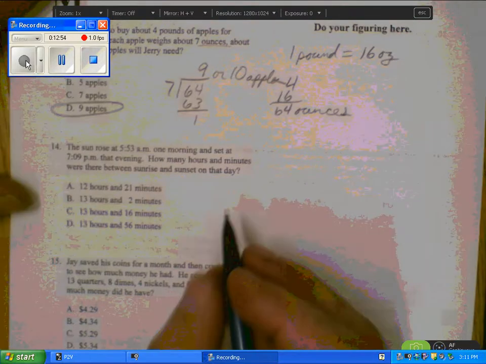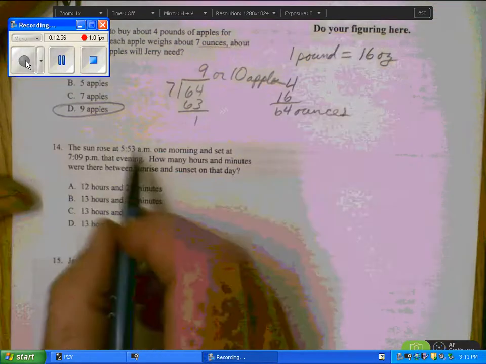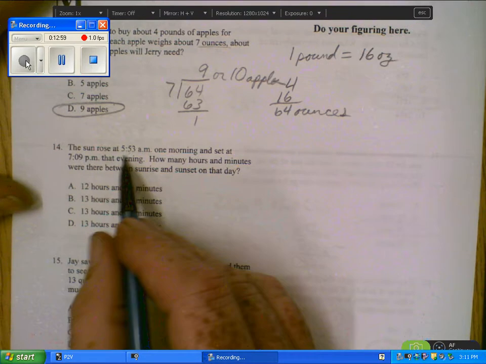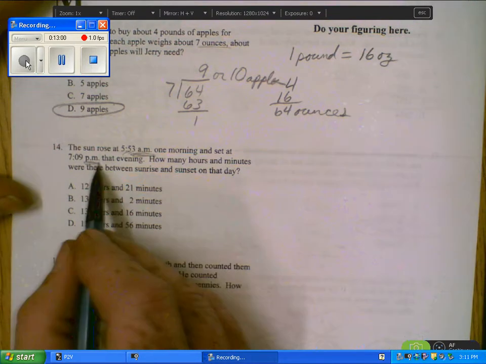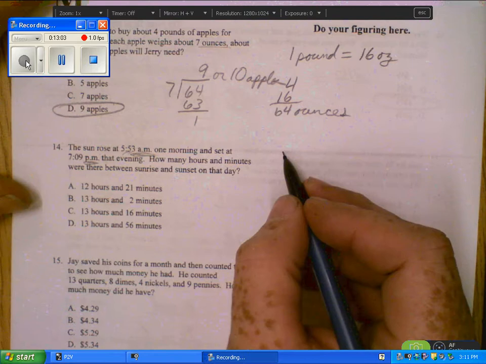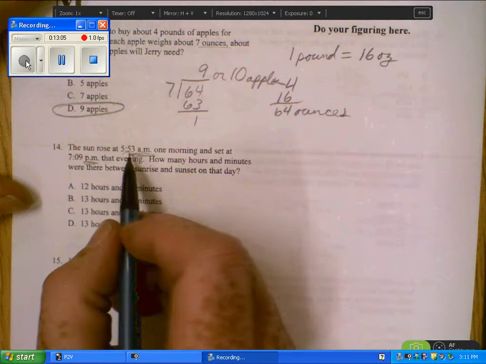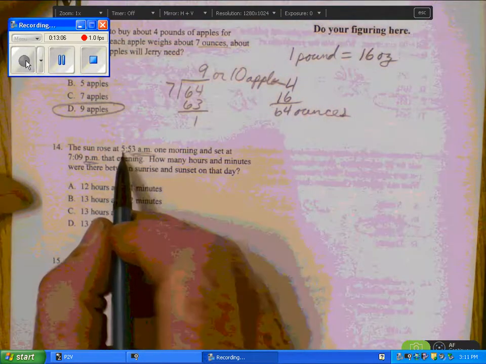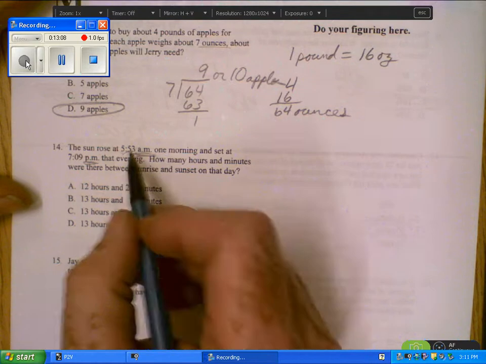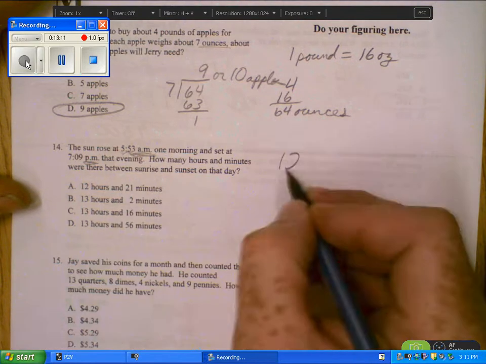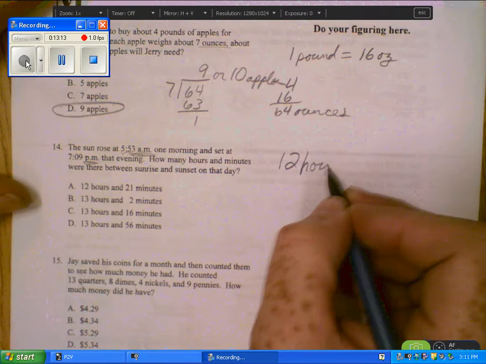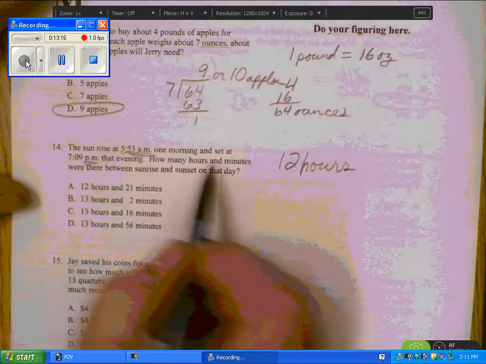The next one, the sun rose at 5:53 a.m. and went down at 7:09 p.m. First thing I would do here is go from 5:53 a.m. to 5:53 p.m. That's always 12 hours. Going from a.m. to p.m. at the same time.